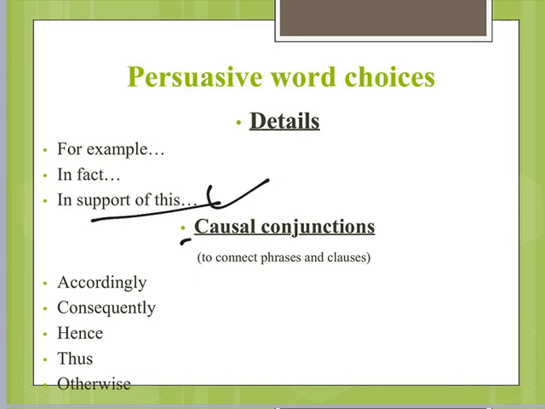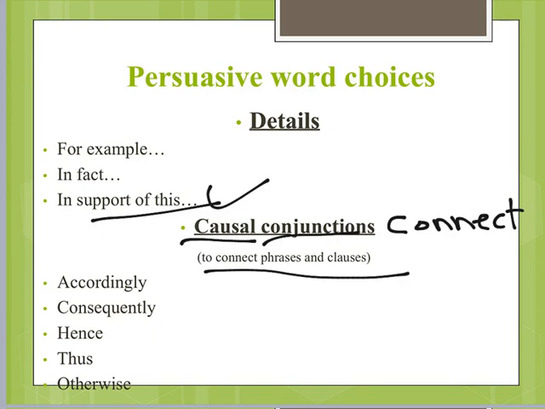Causal conjunctions. Causal comes from the word cause. Conjunctions are, again, like connectives. We know the connectives, to connect phrases and clauses. So causal comes from the word cause. What causes what? Something is the cause of something else. So: accordingly, consequently, hence, thus, and otherwise. If you're going to write two phrases, where one is the reason for the other, or one causes the other.